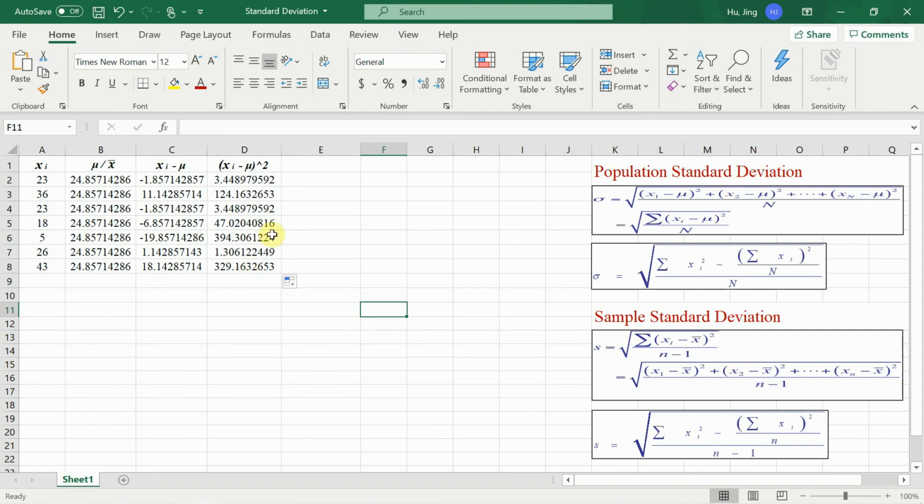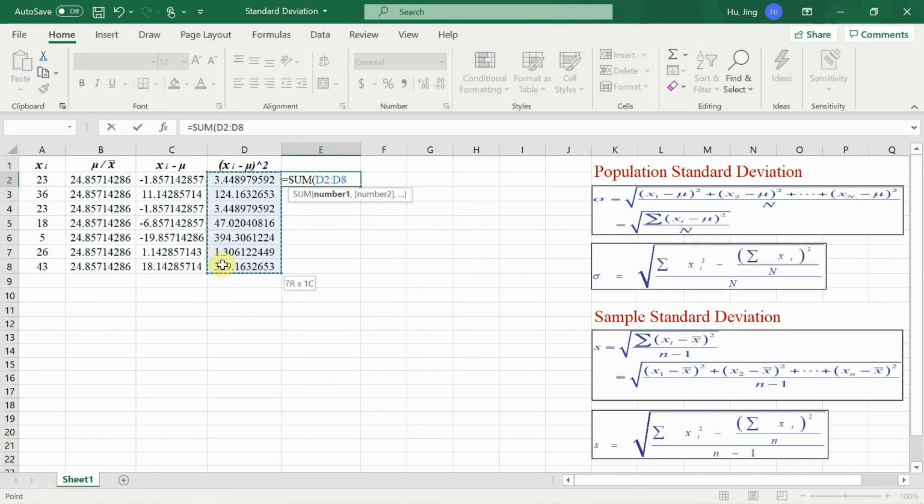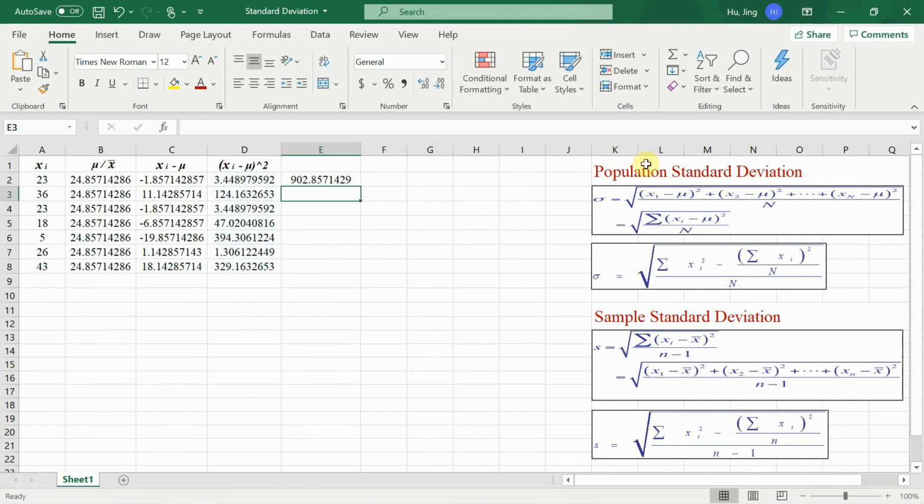Okay, so now let's sum up first. So sum, then enter. Then for the sigma, the population standard deviation, it is this sum divided by this size, 7 numbers, right? 7, then square root. For the sample standard deviation, it is divided by 6, 7 minus 1, then square root.